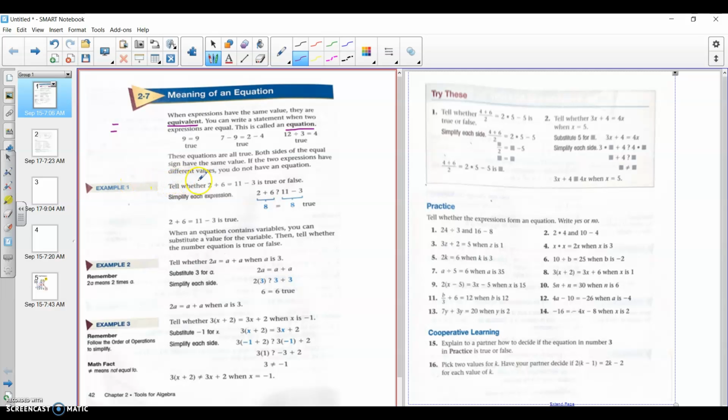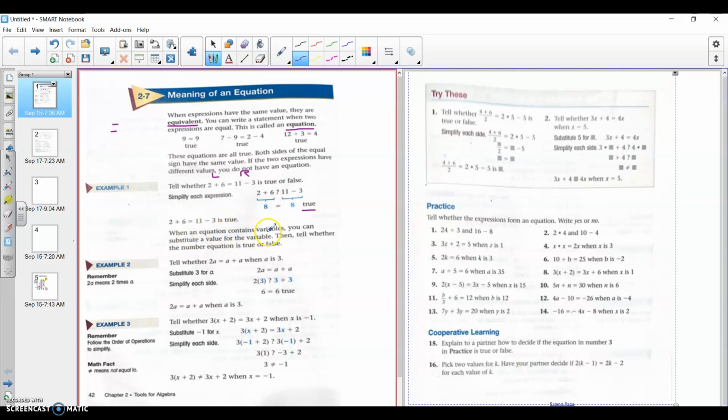Example number 1, tell whether 2 plus 6 equals 11 minus 3 is true or false. We're going to do 2 plus 6 on the left side of the equation first. So this would be the left side of the equation, and then that is the right side that I'm referring to. It's supposed to be an R. 2 plus 6 is 8. 11 minus 3 is 8. Does 8 equal 8? Absolutely. So it's true. Sometimes they may say yes or no, and I think our work today, they're going to say yes or no. This would be a yes. 2 plus 6 equals 11 minus 3 is true.